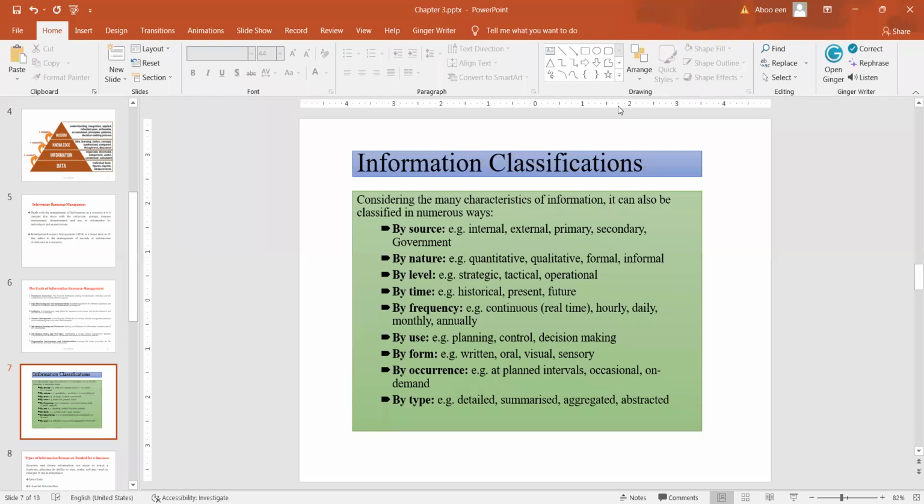So the information can be classified based on its characteristic in the following ways, like source, by nature, by level, by time, by frequency, by usage, by form, by occurrence, by type. Other than this, do you know any other type or do you know any other classifications? Other than this information classification, do you know any other?